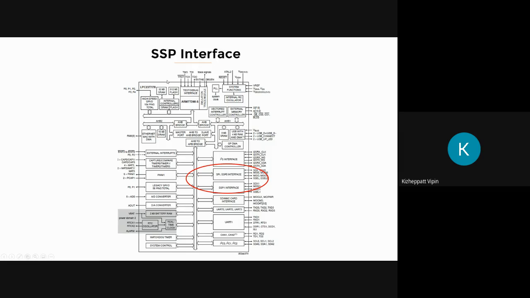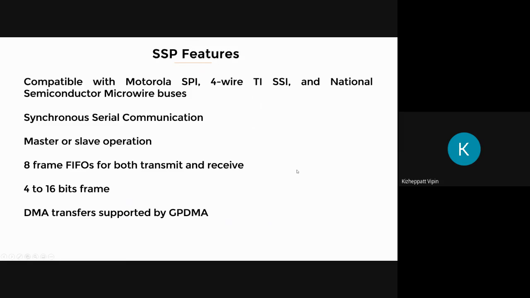Now, unlike SPI, SSP is not a protocol as such. This is a flexible module which can support multiple protocols. So which protocols are supported? It supports three. One is of course SPI, which we have seen before. It's written Motorola SPI because it was introduced by them. Then another standard, very similar to SPI, called the four-wire Texas Instruments SSI interface.